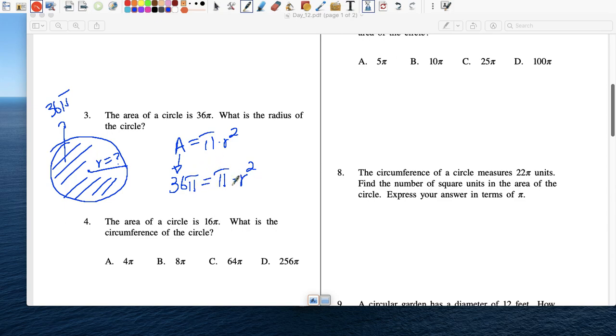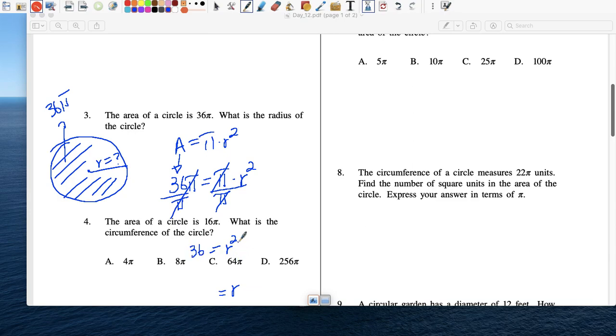So divide both sides by pi, right? Well, let's start isolating. Somehow we want r to be equal to something. I want this whole thing to look like that. So I have to get rid of the pi, and I have to get rid of that exponent of 2. So let's divide by pi on both sides. Divide by pi, divide by pi. So this goes away, that goes away. I'm left with radius squared equals 36.